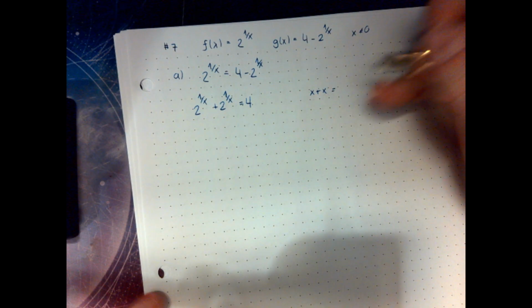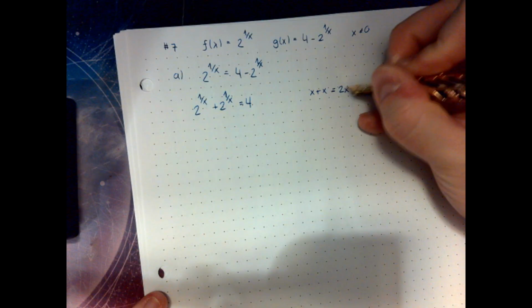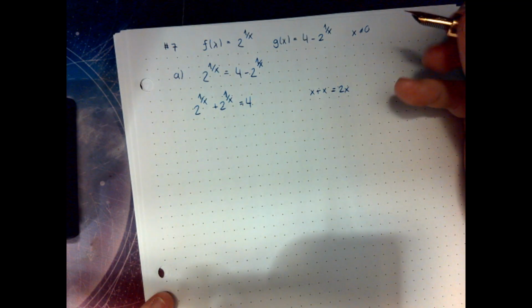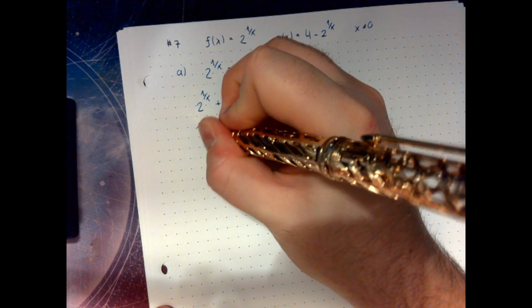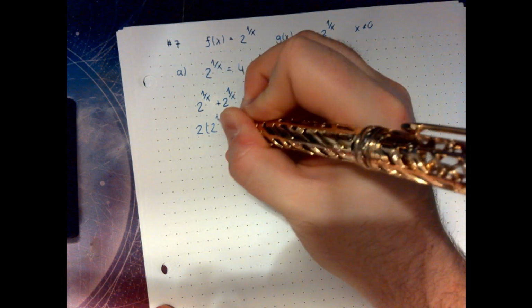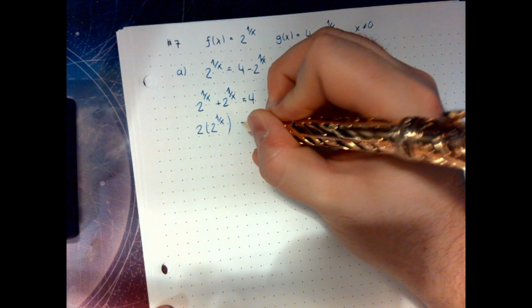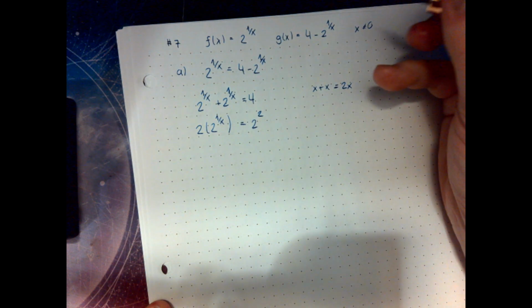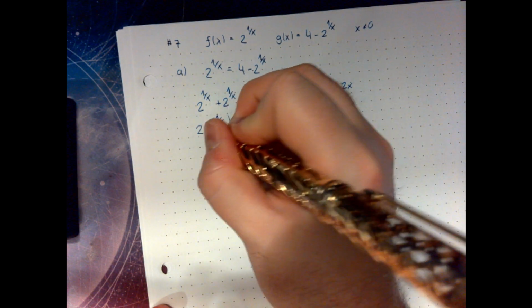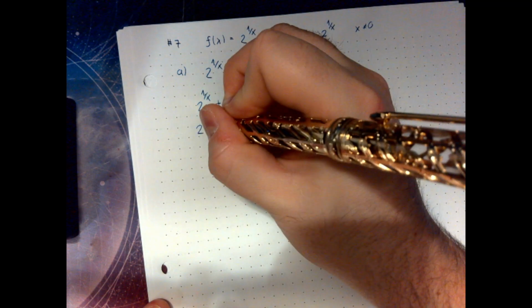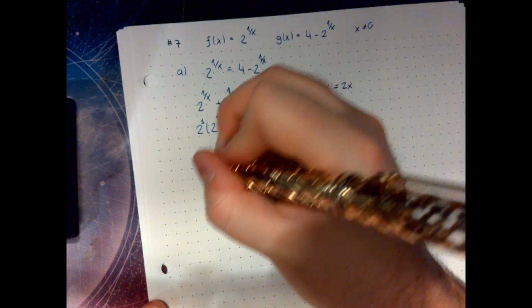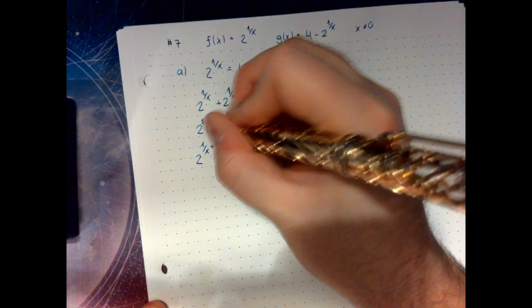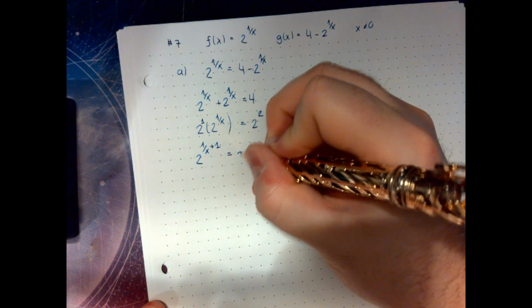I can rewrite this instead of with addition as something added to itself. So 2 times my original item. So I can rewrite this as 2 times 2 to the 1 over x. And I'm going to write 4 as 2 to the power of 2, because I'm trying to get the bases to line up. Now that I have this as 2 times 2 to the 1 over x, I can write this as 2 to the power of 1 over x plus 1, because we're adding our exponents together, is equal to 2 to the power of 2.